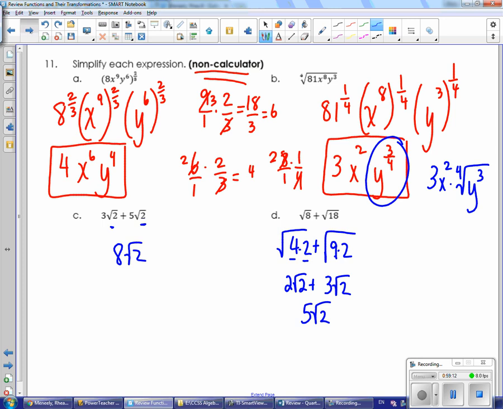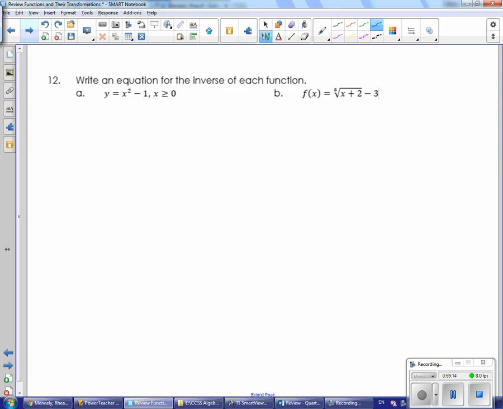And then finally, in number 12, we're dealing with inverse functions. In letter A, you're given that y is equal to x squared minus 1. And all this is telling you right now is that the domain is restricted, because if you think about a quadratic function, that's what this is.